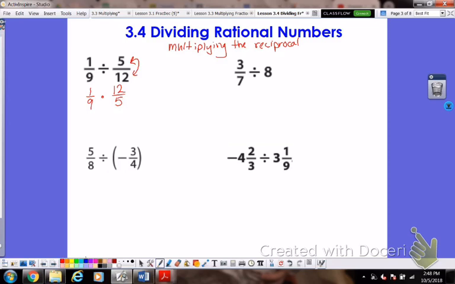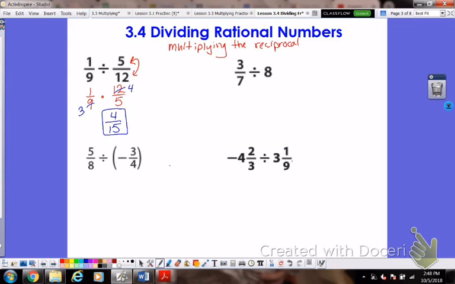Right now, just like last lesson, I like to reduce. 12 and 9 are both divisible by 3, so that leaves us with 3 and 4. Then multiply straight across to get 4/15. So 4/15 is our final answer. That does not reduce any further.